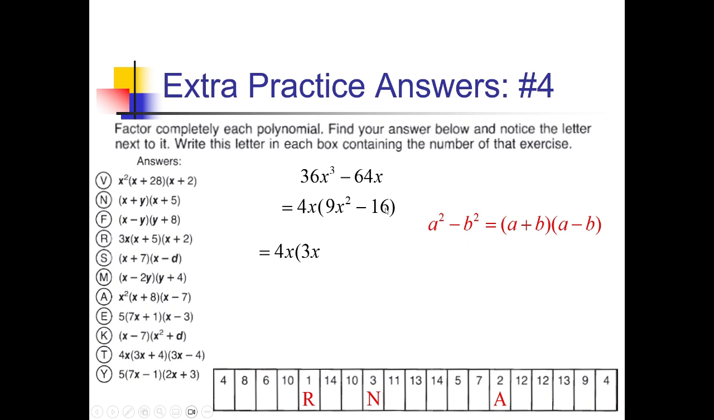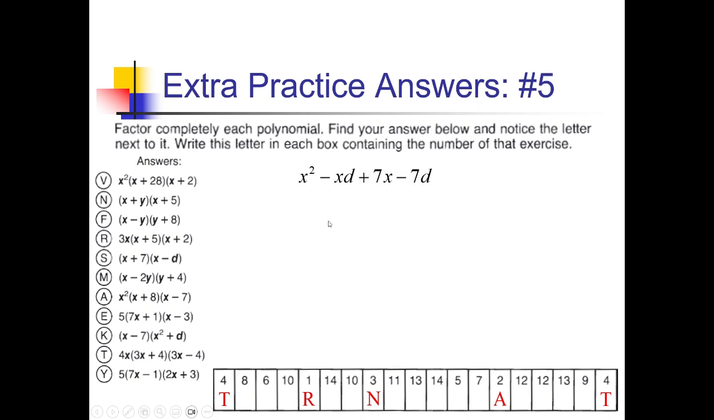Square root of 16 is 4, so plus 4, and then 3x minus 4. Looking for all that over on the left, looks like I've got option T right here. So that goes in 4, and also at the very end we've got another 4, so we get to use that one twice.